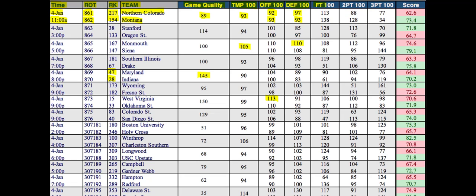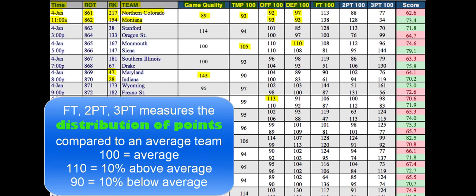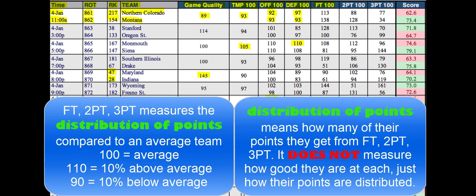This next column is the free throw column. Out of all of the distribution of points, this is how many points are distributed to free throws for any particular team. This does not measure how well the team shoots free throws. This simply measures the distribution of their points across free throws, 2-pointers, and 3-pointers. This measures how much of those points come from free throws.